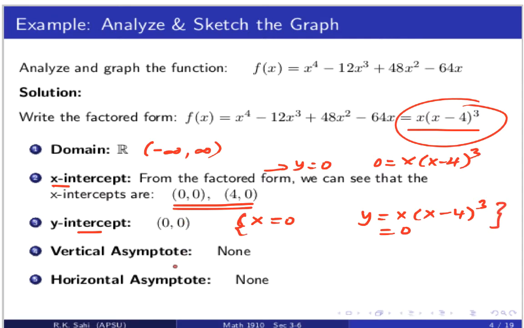Now, talking about asymptotes. Remember, it's a polynomial. You're not going to have any asymptotes, vertical or horizontal. No way. So we've taken care of these first five pointers in our guidelines. Now we're going to start with the first derivative to get our critical numbers.